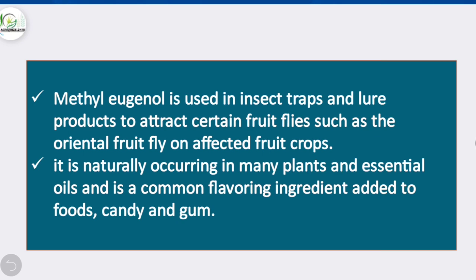Methyl eugenol is used in insect traps and lure products to attract certain fruit flies such as the Oriental fruit fly on the affected fruit crops. It is naturally occurring in many plants and essential oils and is a common flavoring ingredient added to foods, candy and gum.